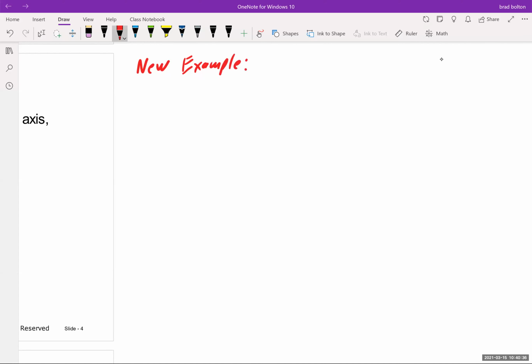Okay, so new example. If I give you f of x equals negative x squared minus 10x minus 9. Okay, so let me see if this is the one I want to do.